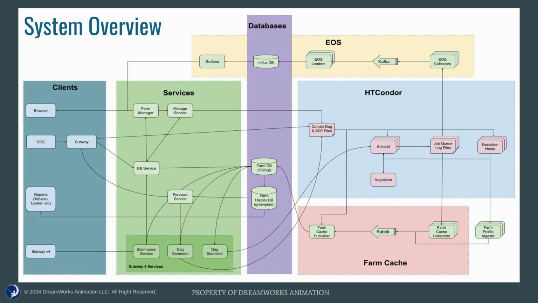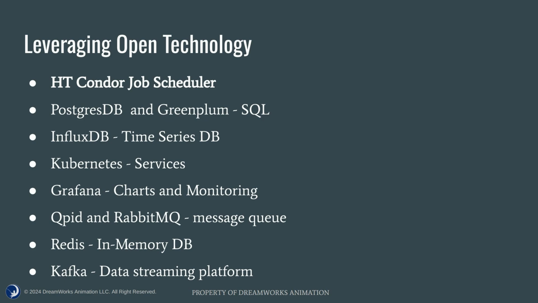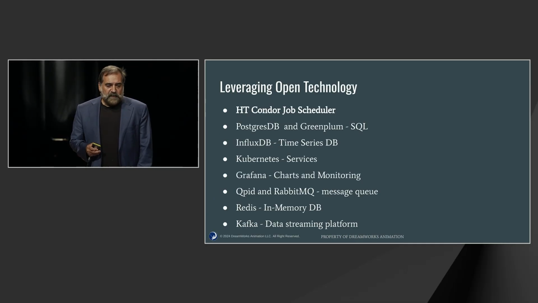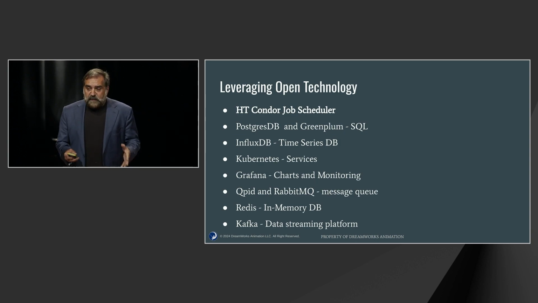We have a system called EOS, which stands for the Eye of Sauron. That's our real-time observation system, and a service layer that lets us manage the workloads. Again, just calling out the open technology that we're leveraging. HTCondor is open. We're using Postgres and Greenplum databases. We have Influx and Kubernetes and Grafana, and Redis and Kafka to support our system, and that's really been a huge boon to us, to be able to leverage open technology like this.